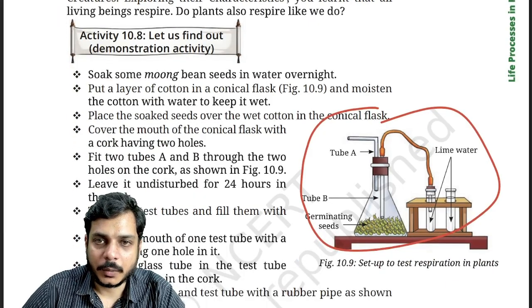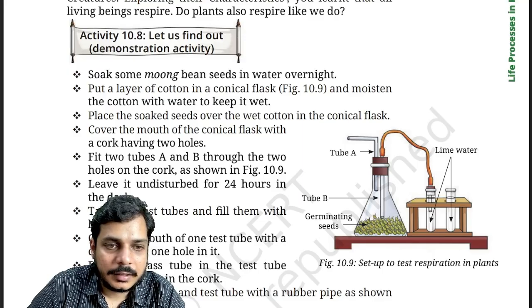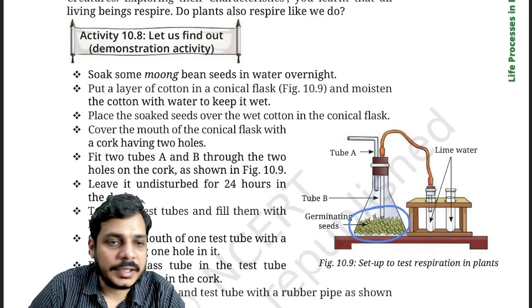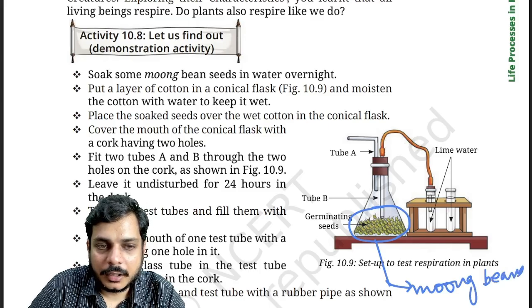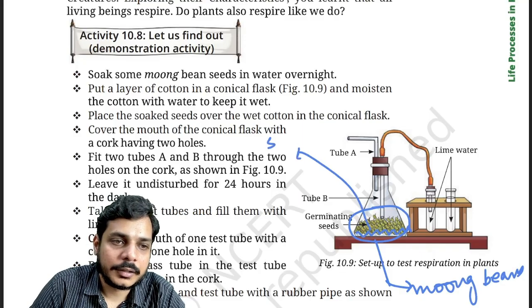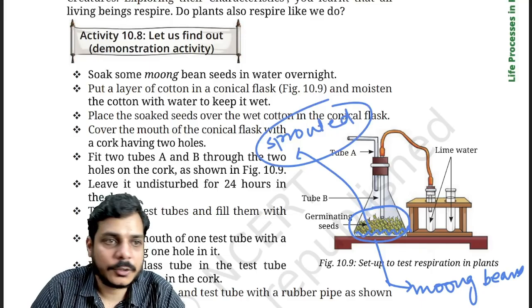So in this activity, what they have done is, these are germinating seeds. Okay, this is moong beans, and you will find that they have introduced a wet cotton-like structure here. These are sprouted moong beans. That means they have been kept overnight and they have sprouted.